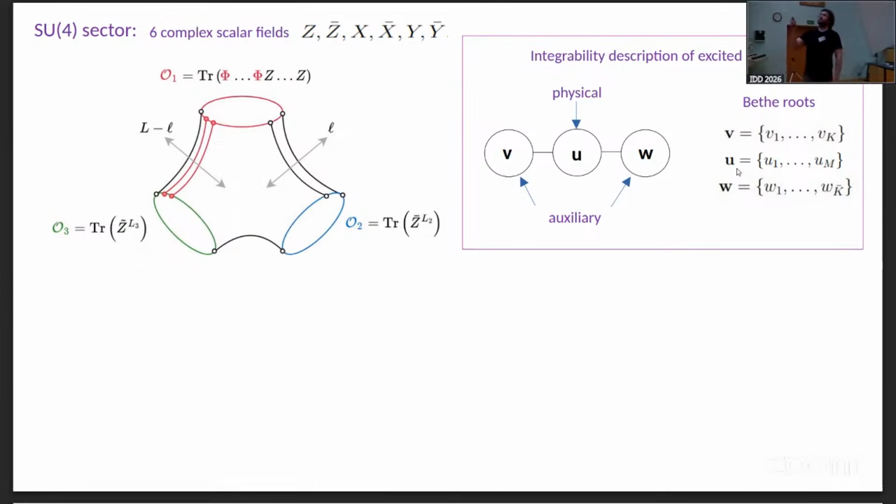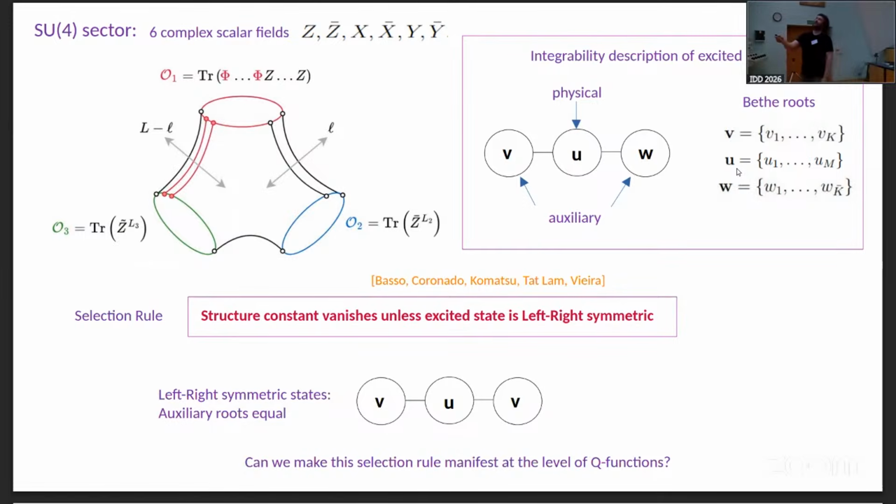Now, what is quite remarkable is this quantum symmetry statement: the structure constant vanishes completely, identically, unless the excited state is what we call left-right symmetric. Left-right symmetric states are those where the Bethe roots in the 2 auxiliary wings are completely equal to each other. A generic excited state will have 2 different families of auxiliary roots. Left-right symmetric states are those for which this Dynkin diagram is invariant under flipping the two auxiliary wings. And unless the state is left-right symmetric, the structure constant is identically 0.